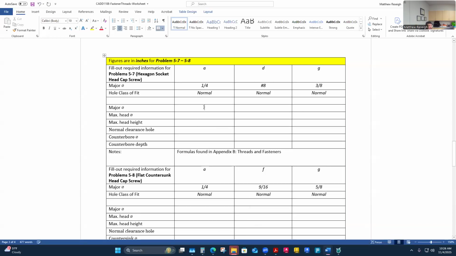He wants to know the major diameter. It was already given to me. It's 1/4 inch. You just give it as a fraction again. It wants to know the max head diameter and the max head height. So this must be something specific to this type of fastener. So the max head diameter and max head height. Okay. Yeah, I would need to know these.